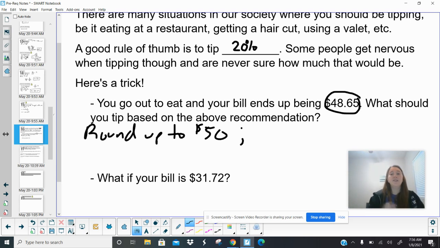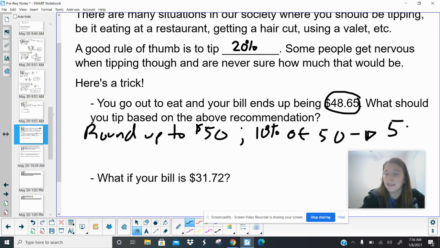And then it's actually very easy to find 20% of 50. The reason why is there's a trick for finding 10% of 50, and then we can double it. 10% of 50 means that we're going to take the decimal on 50 and move it one number to the left. So here's my decimal. I would move it here.